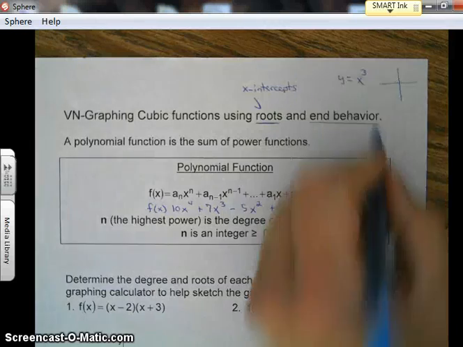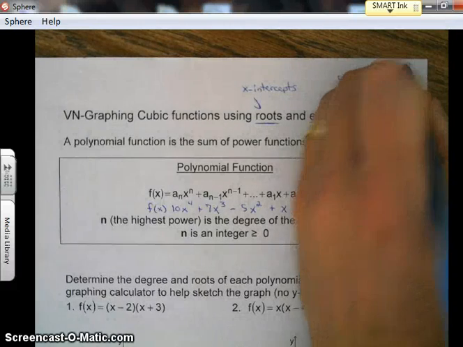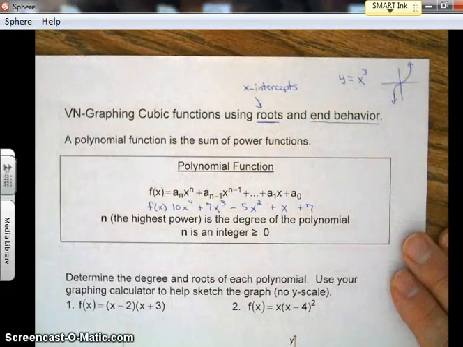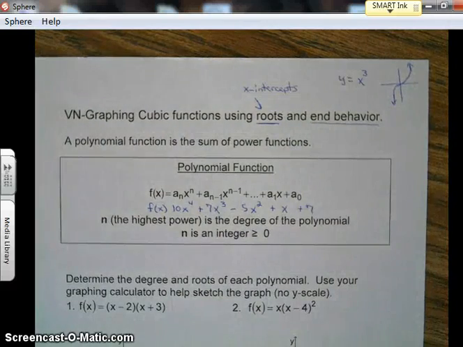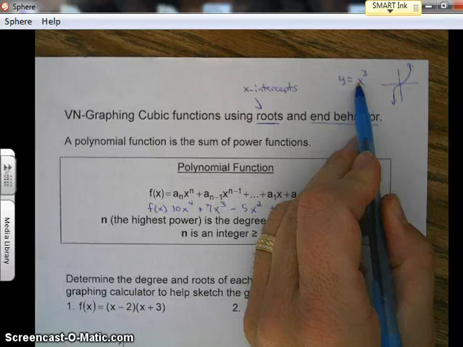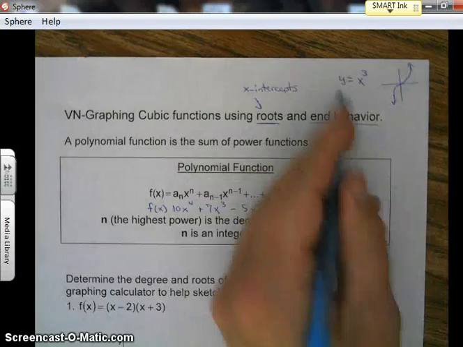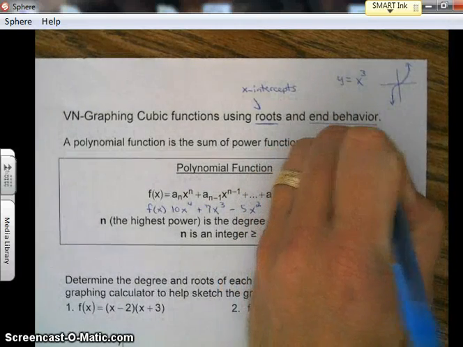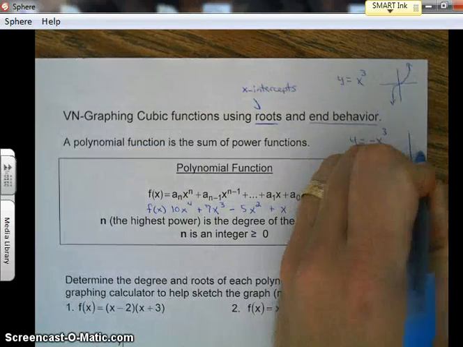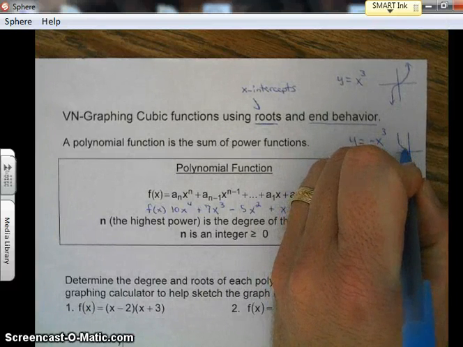All right, and the end on the left is going down, and the end on the right is going up. Looks like that. So if it's positive, then it's going down on the left and up on the right. If it's negative, we have a reflection over the x-axis. And in this case, instead of going down on the left, it would go up on the left and down on the right.